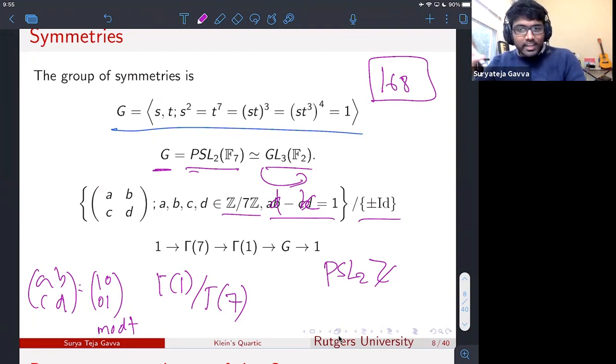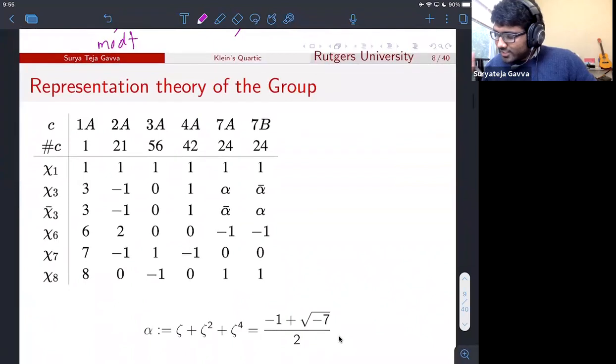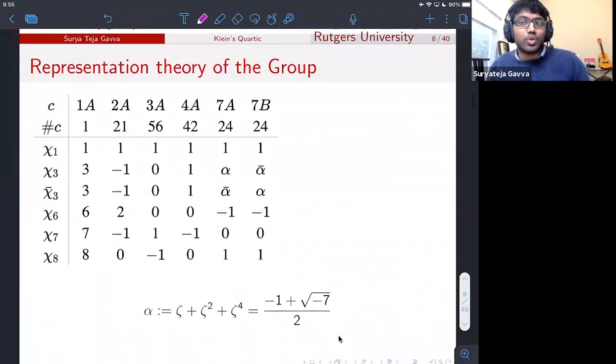So looking at the hyperbolic picture, we got this group, and now we want to understand what this group is, basically. So a way to understand the group is to understand the representations of the group, right? There are 6 conjugacy classes in this group. So that will give you 6 irreducible representations. Okay, so you can compute this explicitly.